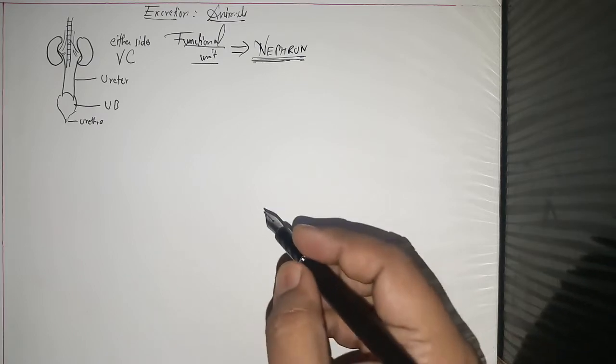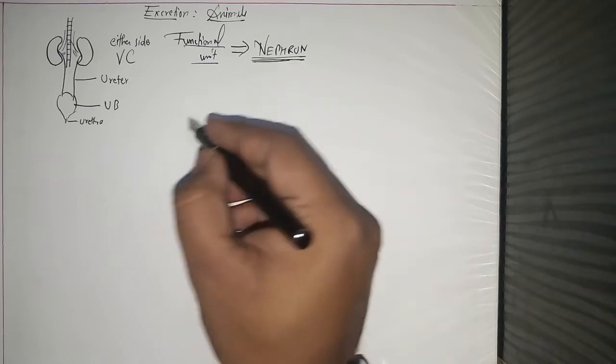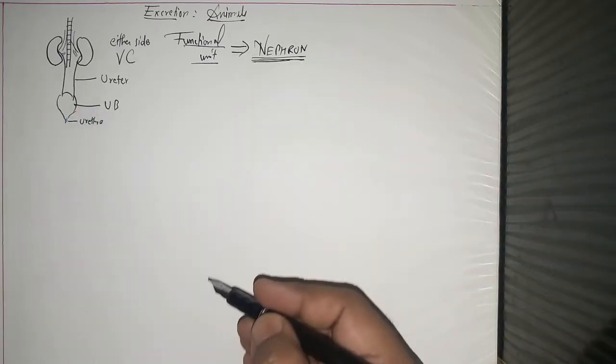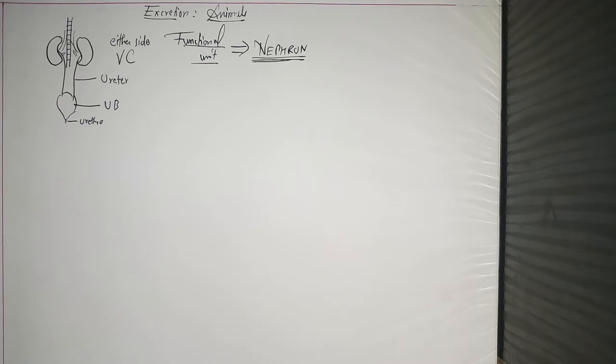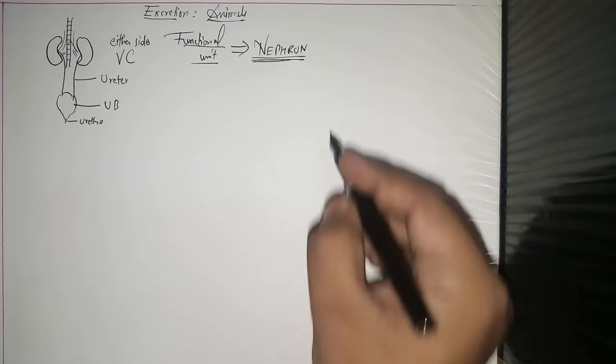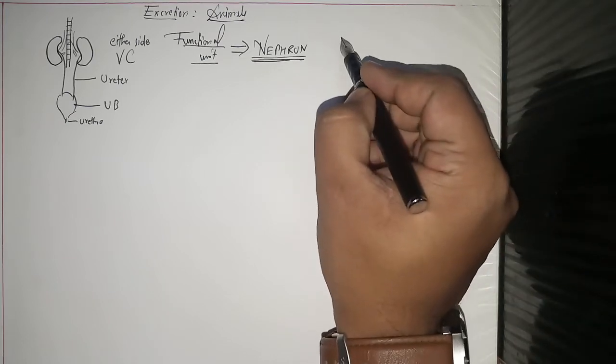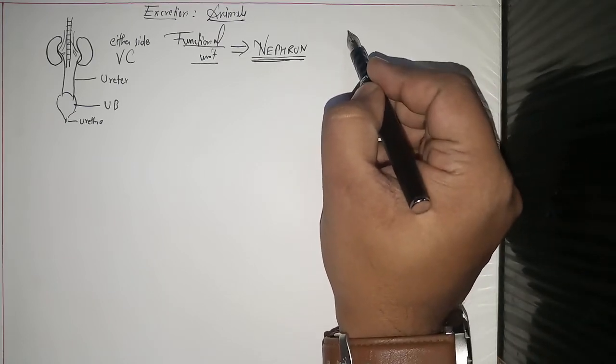So what are nephrons? Nephrons are just tiny units in the kidneys. Do you know how many? There are approximately 10 lakh nephrons in each kidney, 1 million. In some texts it is written 1.2, I guess, but approximately 10 lakh.